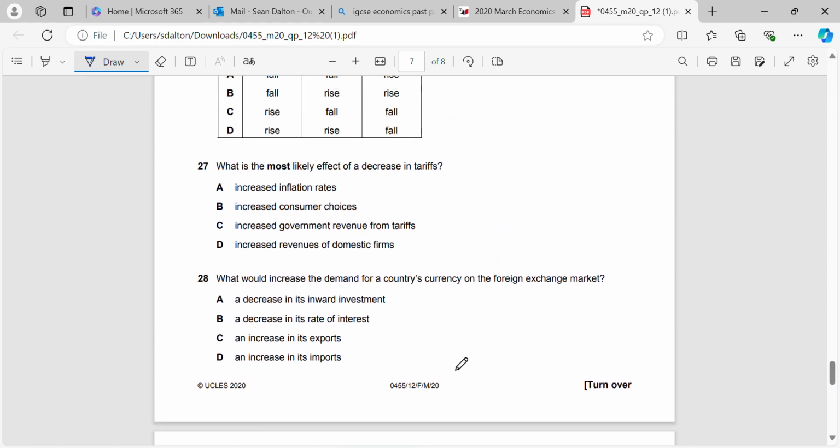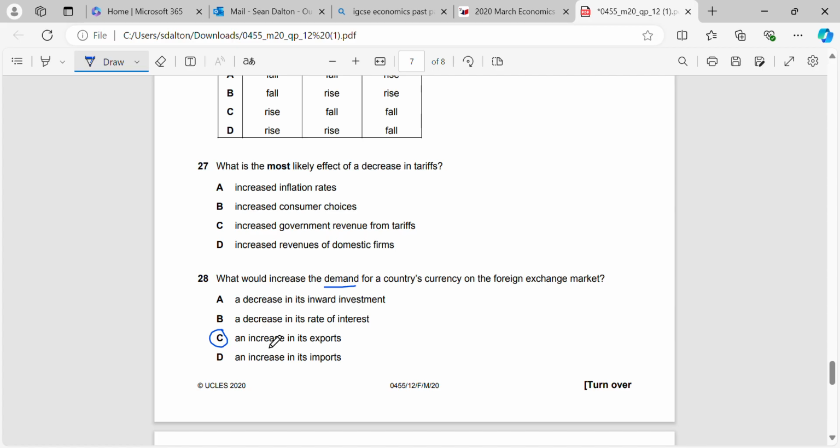Okay, question 28. What would increase the demand for a country's currency on the foreign exchange market? So in the other videos, what we've given you is the really good mind map of the reasons why demand and supply would change on the foreign exchange market. Now in this case the correct answer will be C. And why is that?